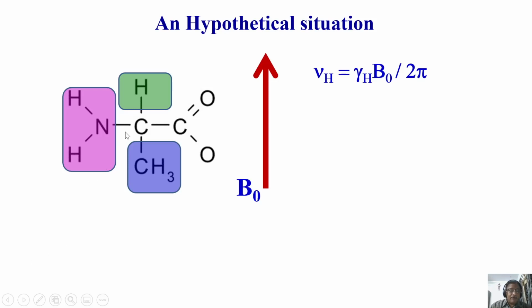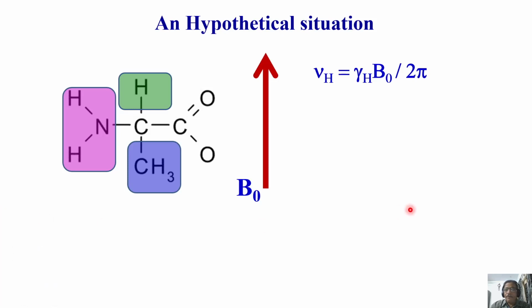In this molecule, you can also study nitrogen 15 NMR, nitrogen 14, carbon 13, O17, various NMR active nuclei are present in this molecule. But for the discussion to continue, I am concentrating on only protons. Hence, my basic resonance condition I have written like this: nu H is equal to gamma H into B naught over 2 pi.